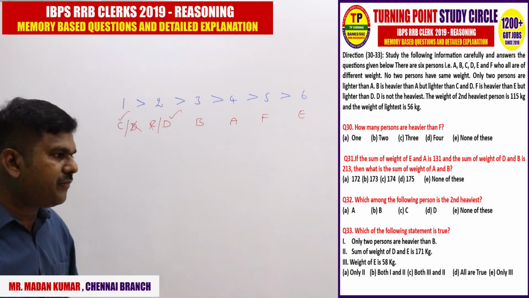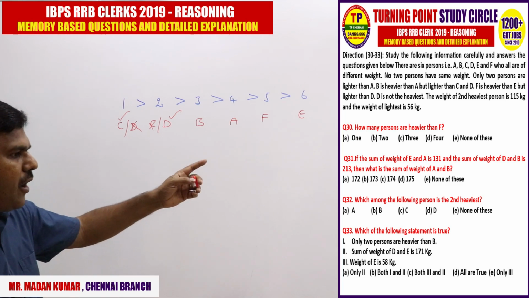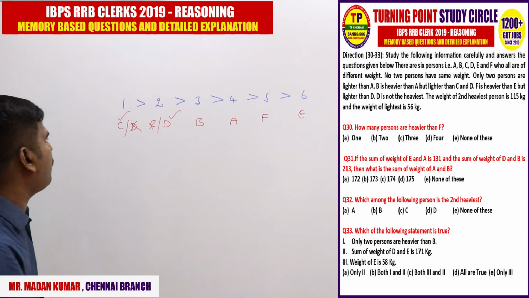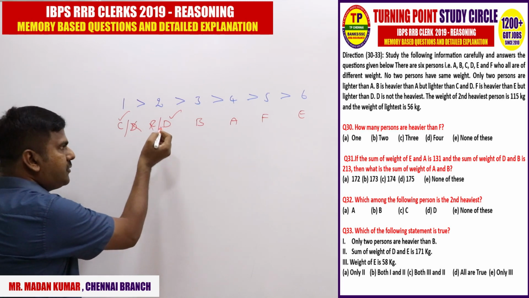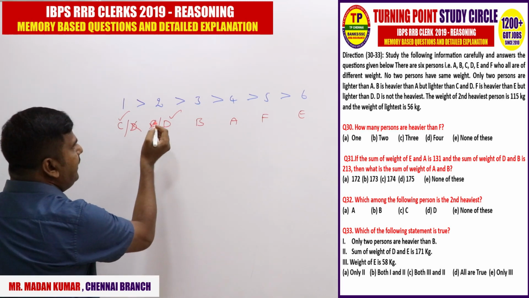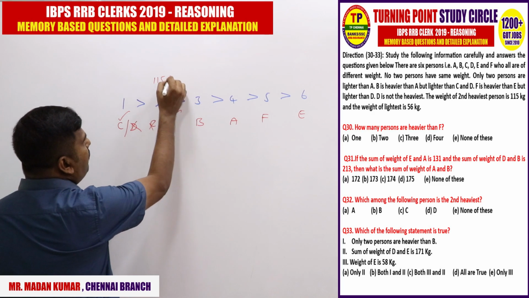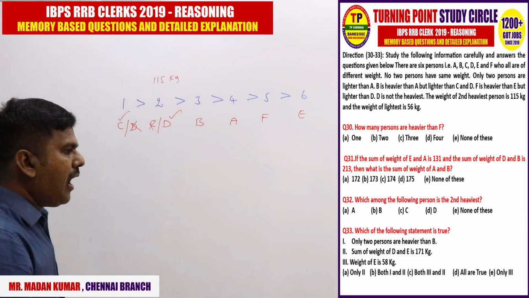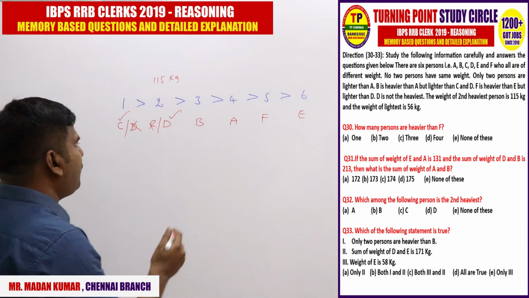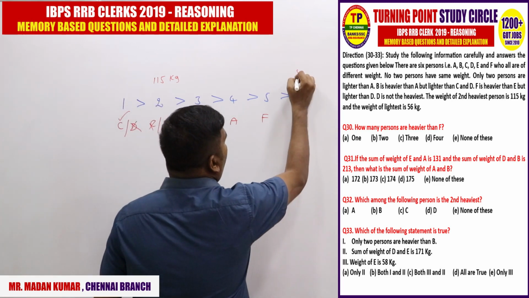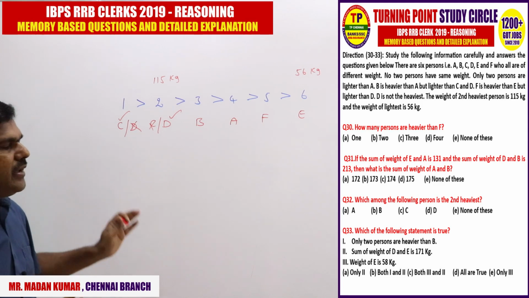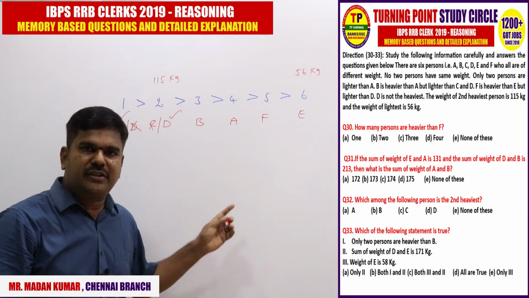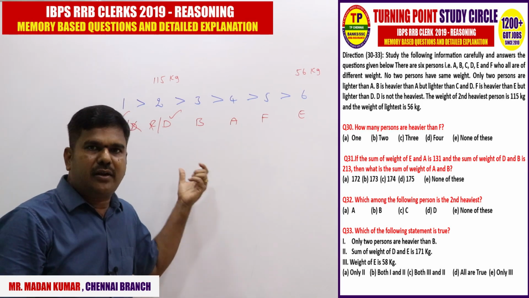And what are all the other information being provided? The weight of second heaviest person is 115 kg. Who is the second heaviest person? D, right? So how much kg? 115 kgs. And the weight of the lightest is 56. Who is the lightest? E. How many kgs? 56 kgs. So we got the arrangement, and whatever the information being provided, we got this order.